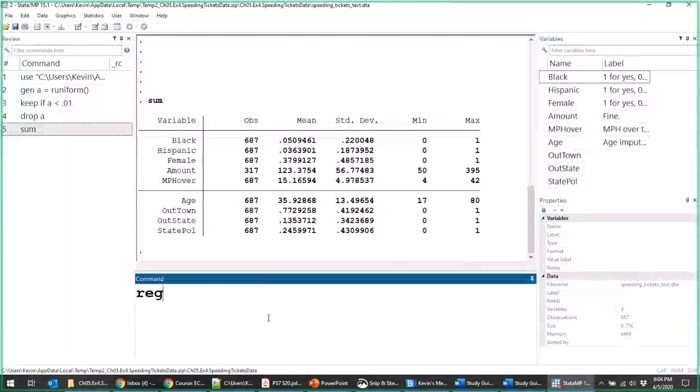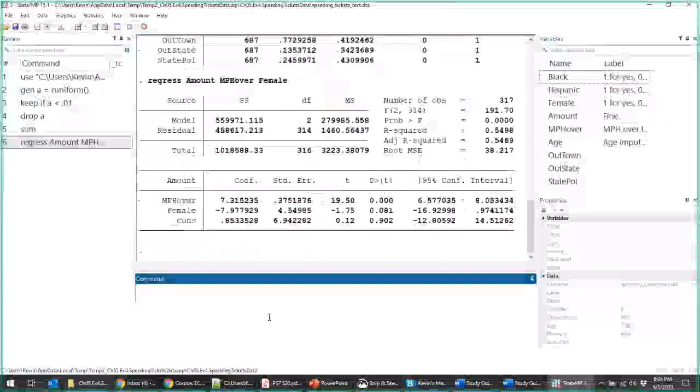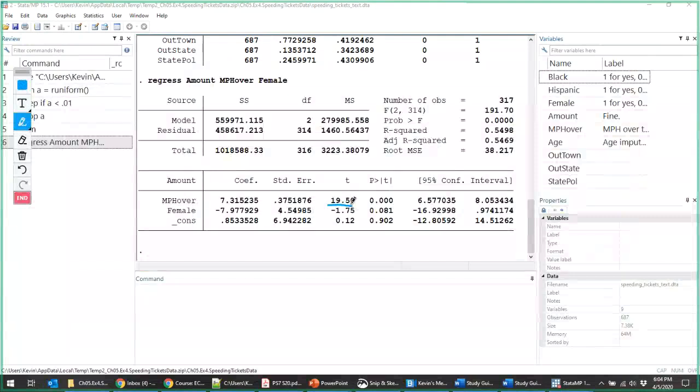So first, let's do the regression first. Regress amount MPH over female. And so we have here, unsurprisingly, that the amount over the speed limit you were is highly, highly statistically significantly correlated with the amount that you pay. Whereas the gender is marginally significant, but we would not reject this null hypothesis at the 5% level, even though we would reject it at the 10% level. Or I guess that's using a two-sided test. So on a one-sided test, we would reject at the 5% level too. So it's kind of just barely significant.